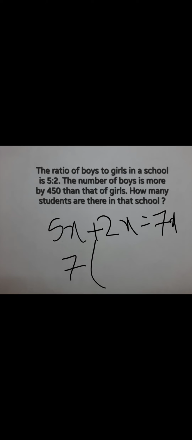Now put the value of x in the desired equation, that is 5x plus 2x equal to 7x. So the value of x is 150. So we multiply, and the final result is 1050. So 1050 students are present in that school.